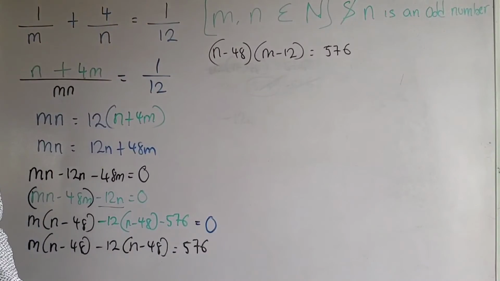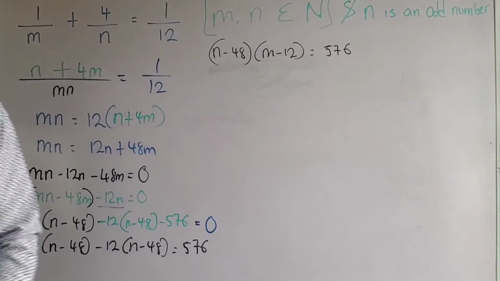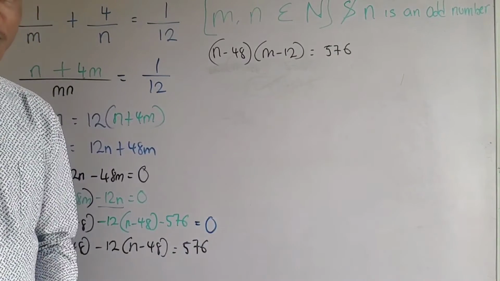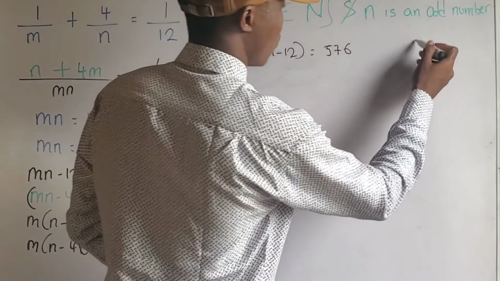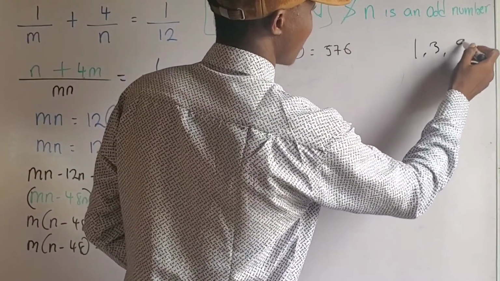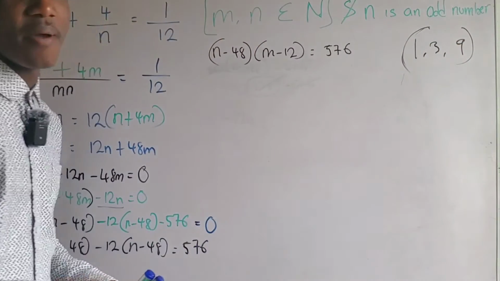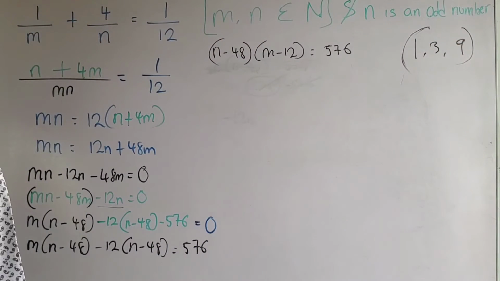Having gotten to this point, we've been told in the question that n is an odd number. So what are the odd numbers that we can multiply by another number to give us 576? That is 1, 3, and 9.